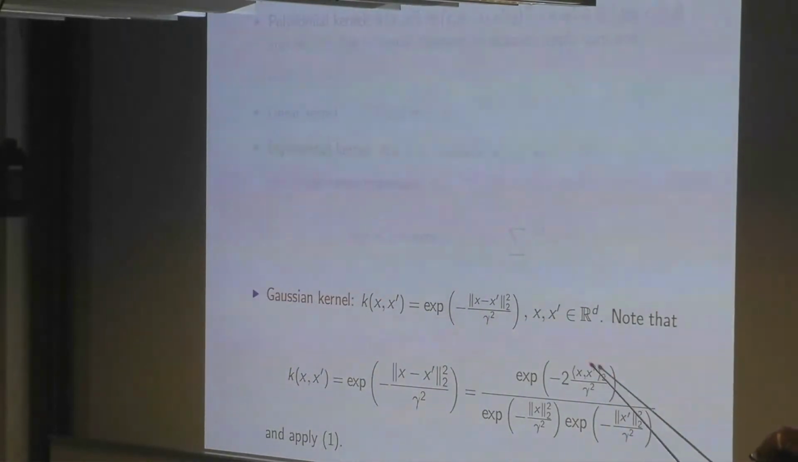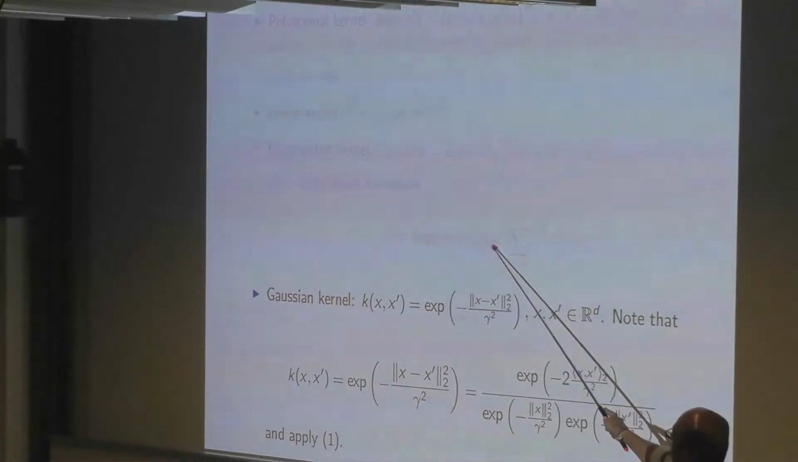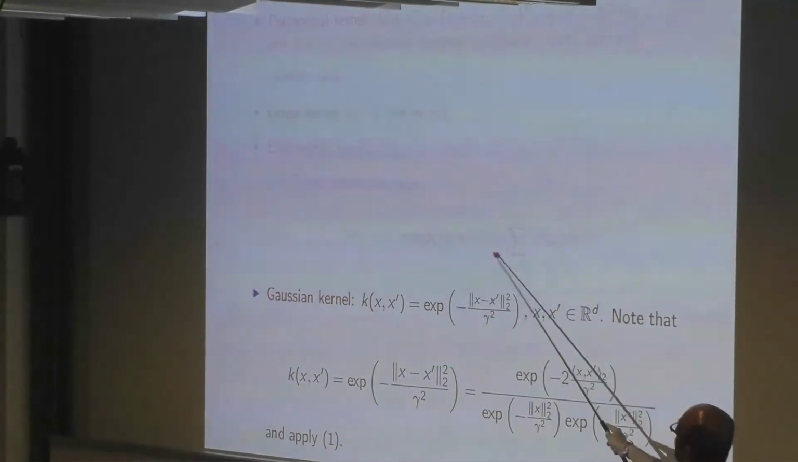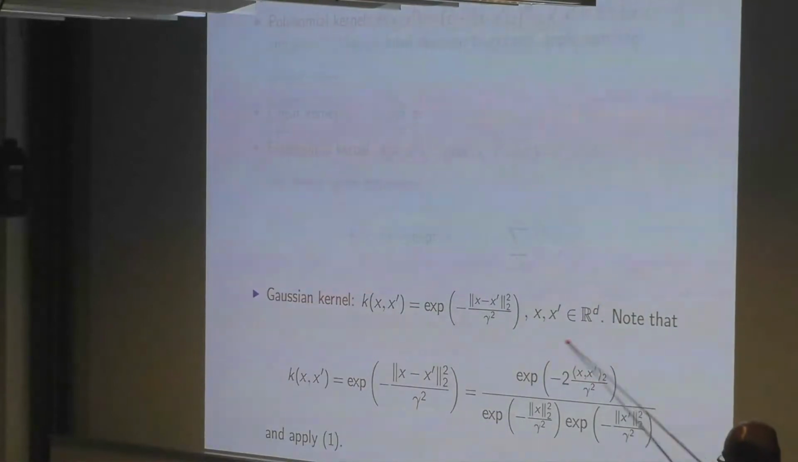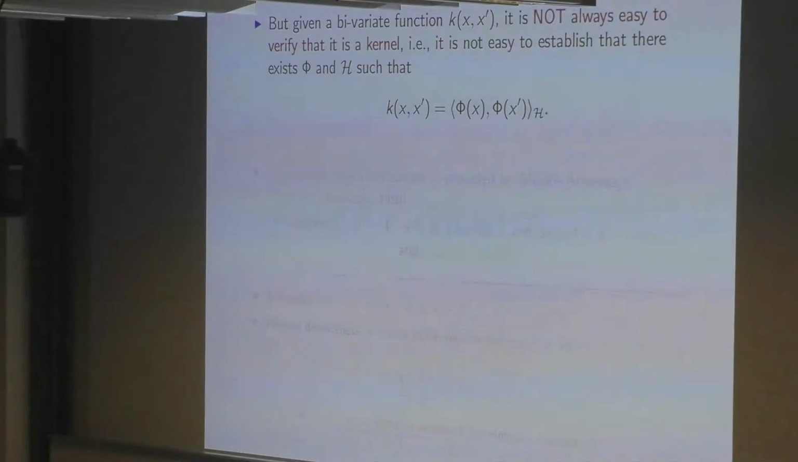Okay, we have just established that the exponential function, this one, is a kernel. So this is a kernel, and this is some f of x and some f of x prime, and therefore the Gaussian kernel is a kernel.